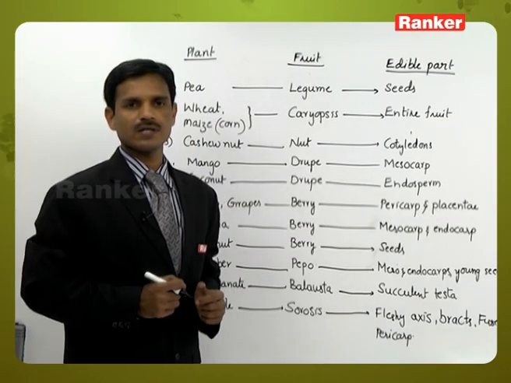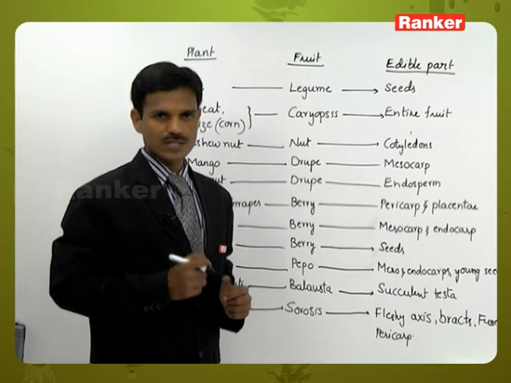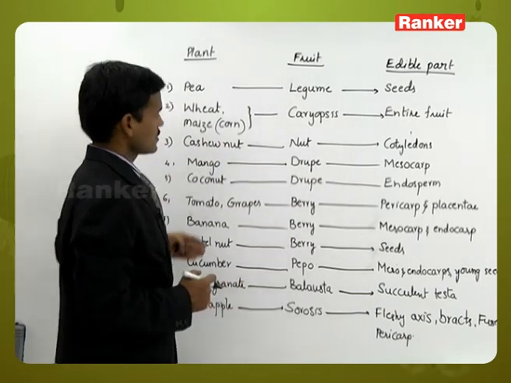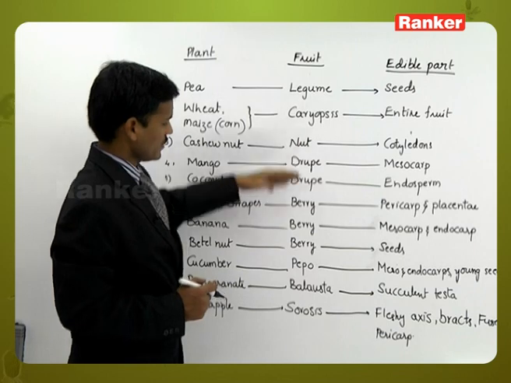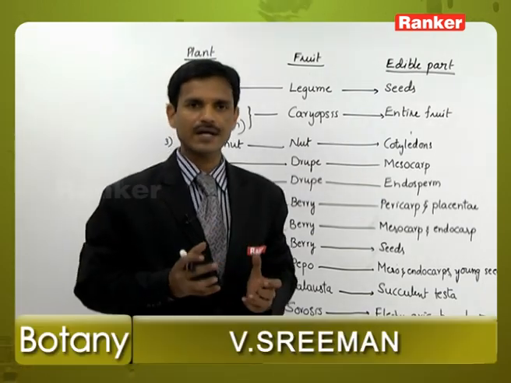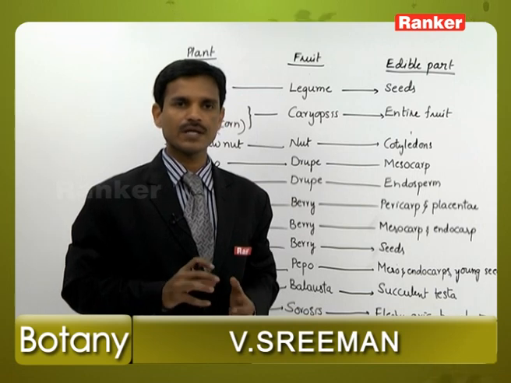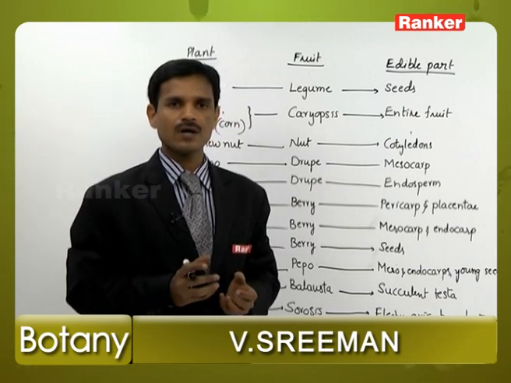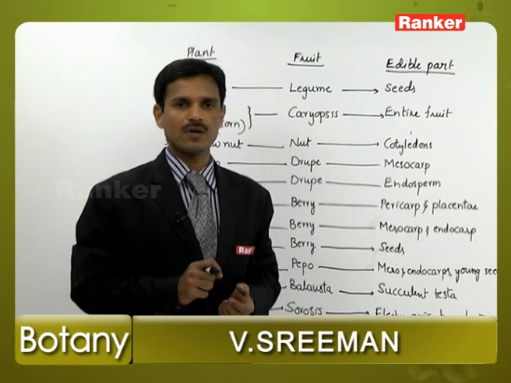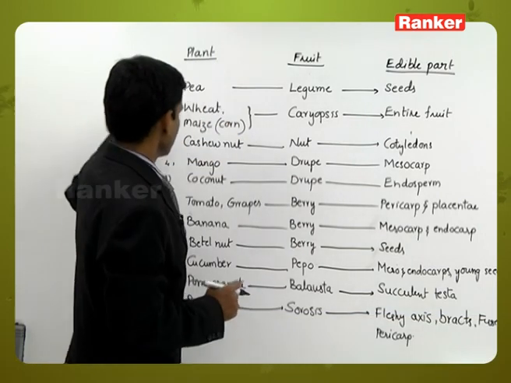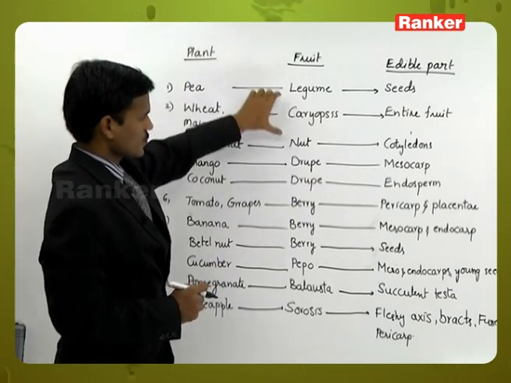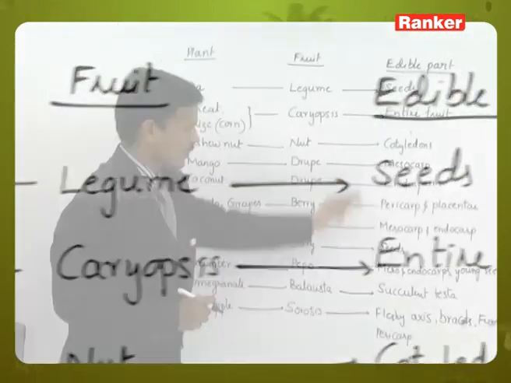Let us discuss the edible parts in the fruits. In different types of plants, fruits are also of different types, and the total fruit is not always edible. Sometimes only the epicarp or mesocarp, or sometimes only the seeds are edible. So here are some important plants and their fruits, and these are the edible parts.